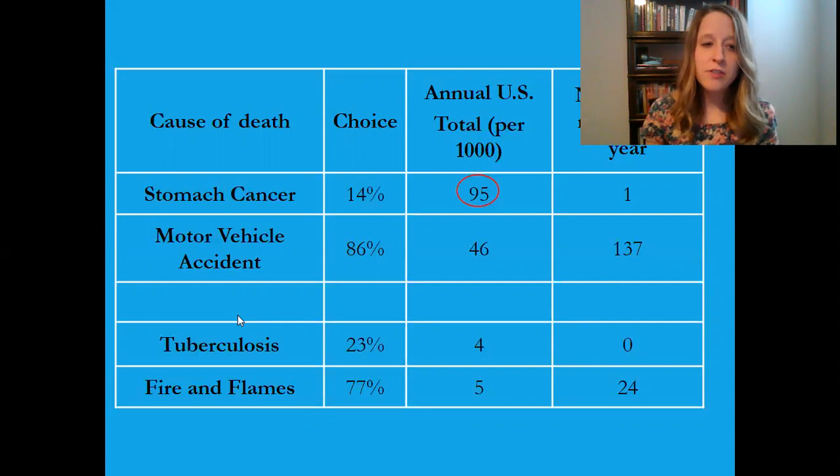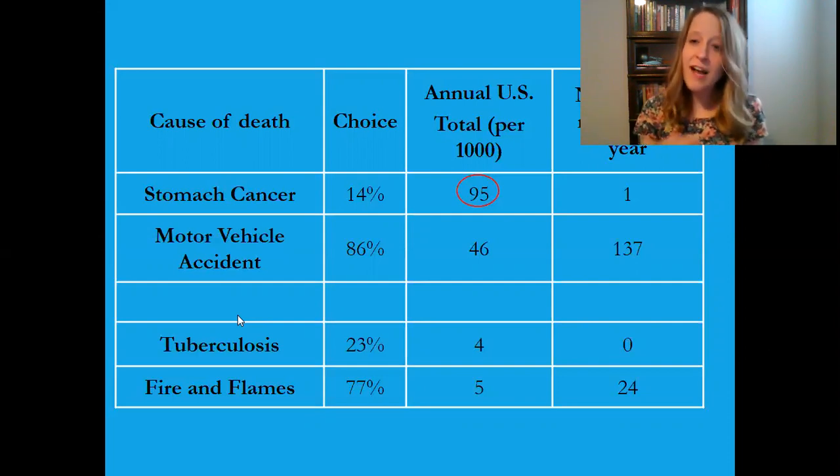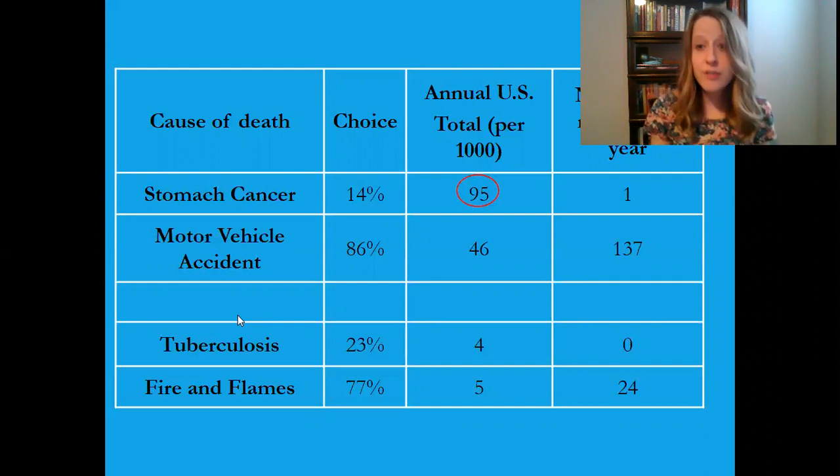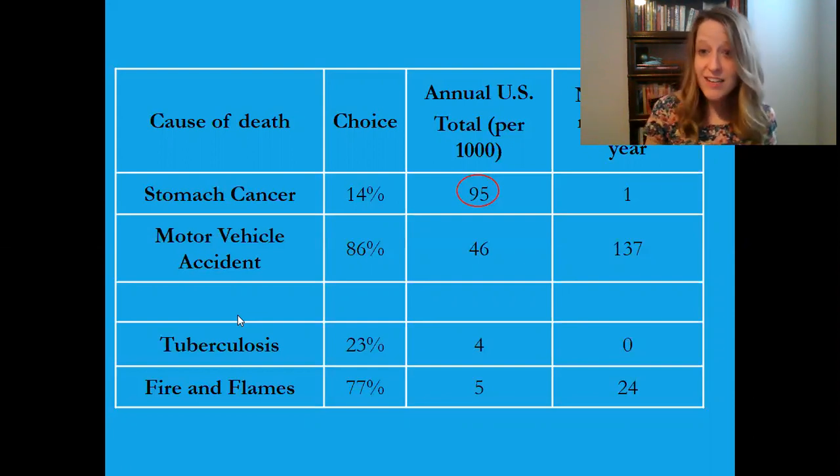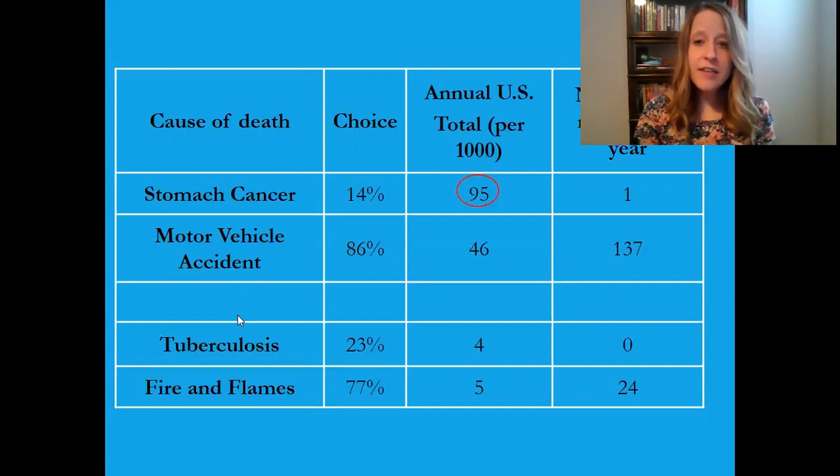We look at tuberculosis versus fire and flames. We see that the population statistics suggest that they're both about equal, both extremely unlikely. But if we look at the newspaper reports per year, we have 24 newspaper reports of fire and flames versus 0 for tuberculosis. If we look at motor vehicle accidents, we have 137 of motor vehicle accidents compared to stomach cancer. And so it's not the population statistics that is influencing the newspaper reports or the participant reports.